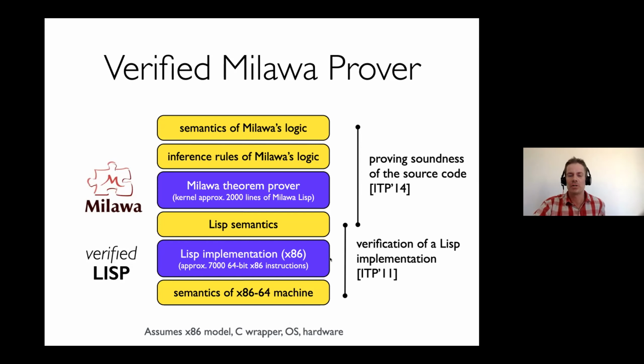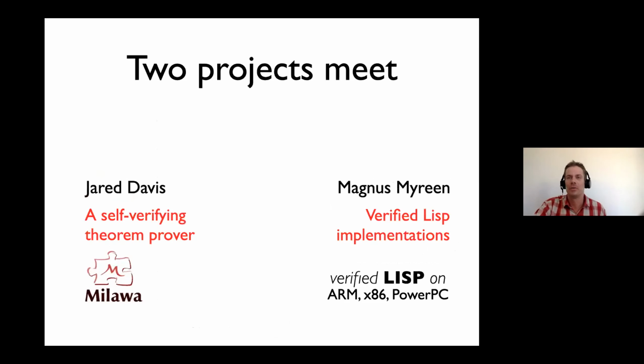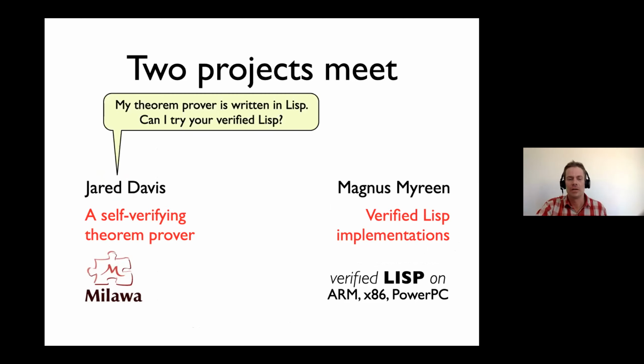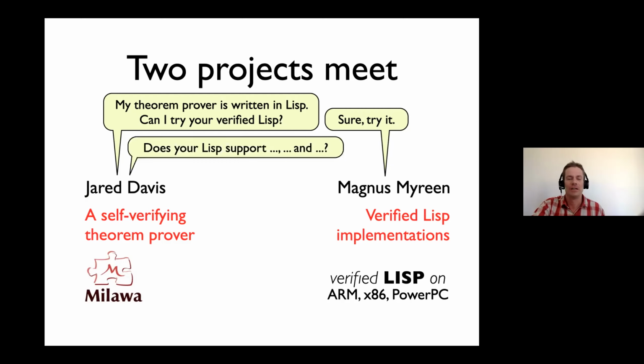So this project started through an email conversation with a guy called Jared Davis, who had developed this self-verifying theorem prover. And I'll get to why it's called self-verifying. He approached me over email saying my theorem prover is written in Lisp, and he had seen that I had a paper on a verified Lisp implementation. He wondered, can I try your Lisp implementation for my prover? And I said, sure, why not? And then of course he asked, can it do this and that and that? And I said, well, no, it really can't.